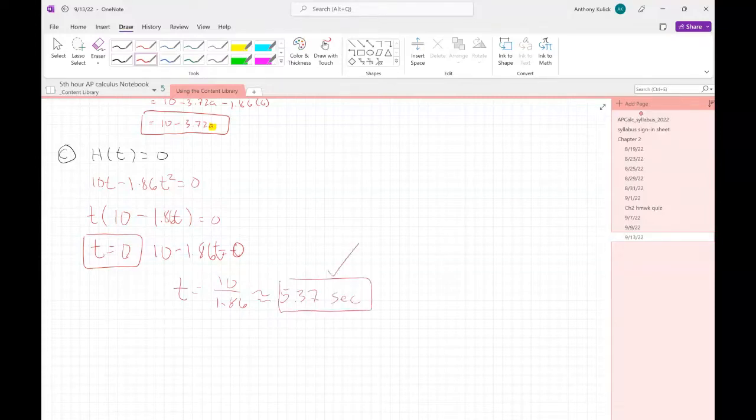So that's the one that I want. And then it asks, what's the velocity at that time? So all I'm going to do then is plug in 537 into my answer from part B.